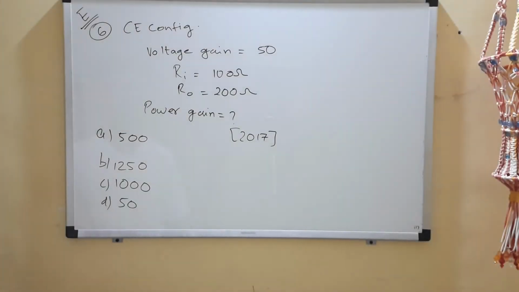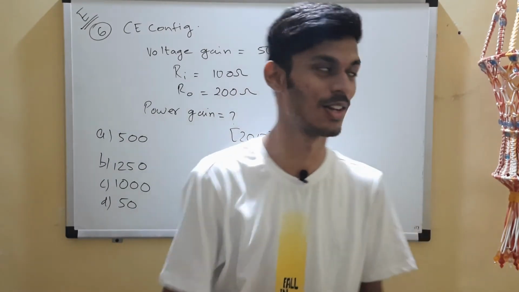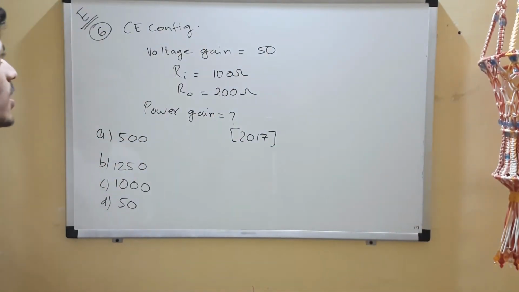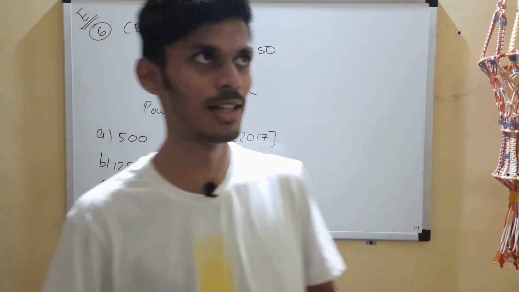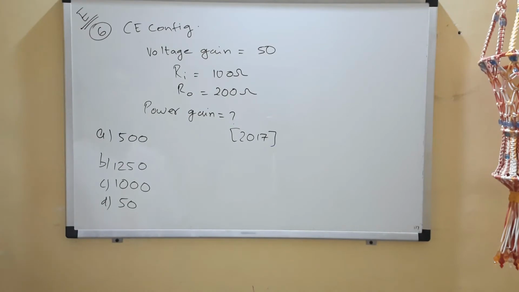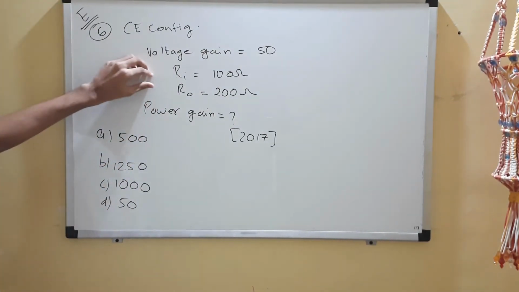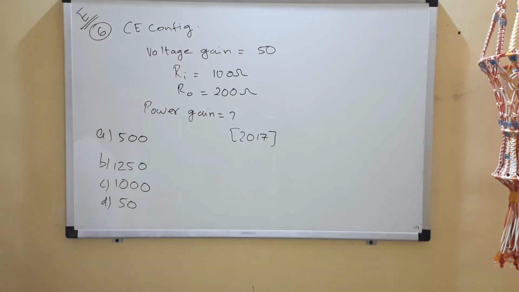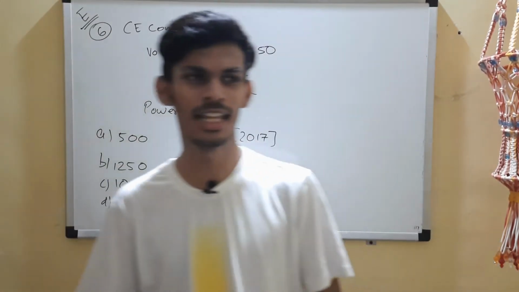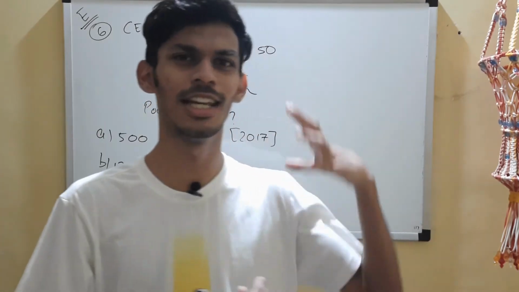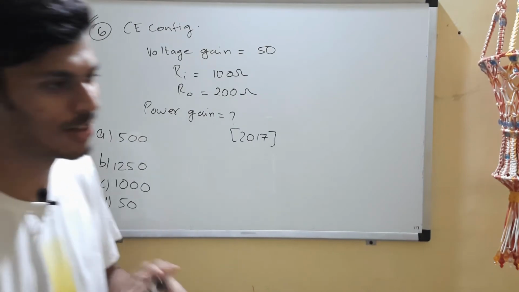So question 6 over here, again from the same species of transistor based questions. Okay, so in this question you are given a CE configuration. In most of the questions the configuration will be CE, okay, common emitter configuration. In this question you are also given the voltage gain, the input and output resistances. You are supposed to find the power gain. Now one straightforward approach for power gain is, power gain will be voltage gain into current gain, right? But here we don't have any idea about the current gain.